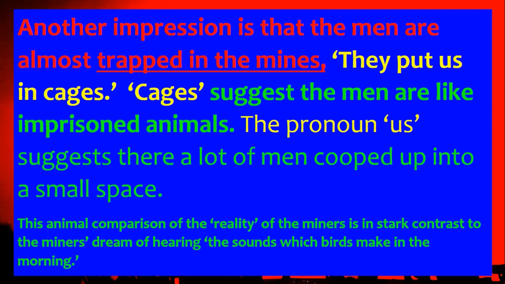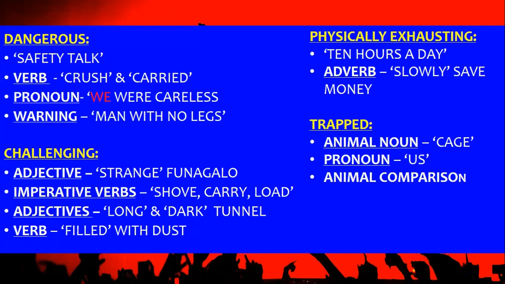Okay, if you wanted to go even further with that quote about the cages, you could have said the animal comparison of the reality of the mine is in stark contrast to the miner's dream of hearing the sound which the birds make in the morning. So that basically means that when they were talking about the Fonogalo language, Obed was talking about how they couldn't hear the natural sounds that everyone wants to hear, like the birds in the morning. And in fact, the reality for them was that they were caged animals. So the difference between him wanting something natural, a nice thing, and in fact they were just trapped like animals. So there are all the quotes again with the impressions.